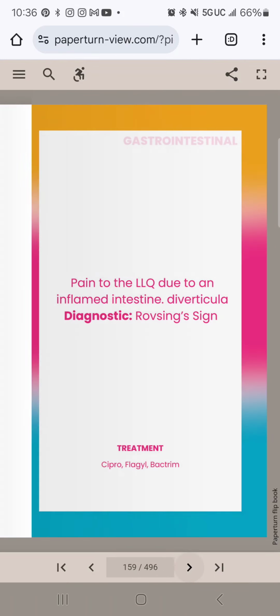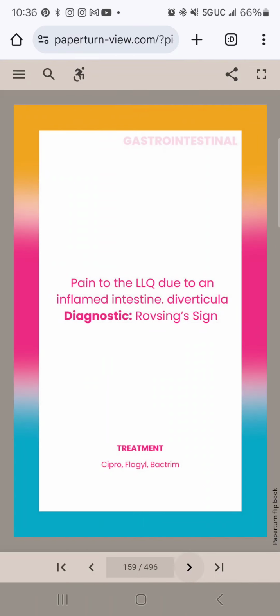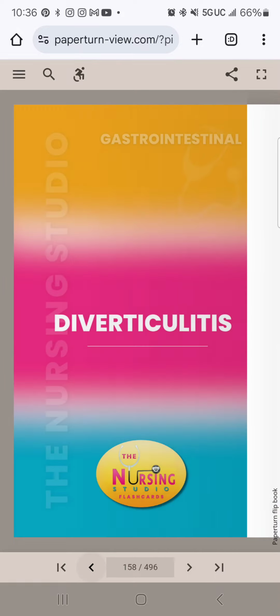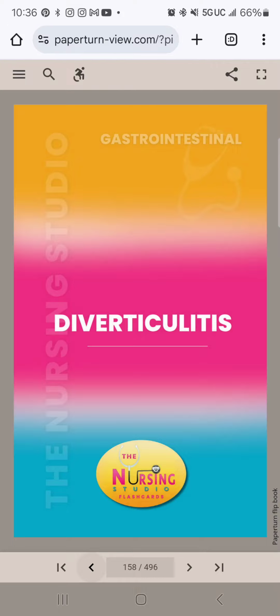Let's see. There is pain to the left lower quadrant due to inflamed intestines and diverticula. Diagnostic is the Rovsing sign. Treatment is Cipro, Flagyl, and/or Bactrim. What do you think? Diverticulitis.